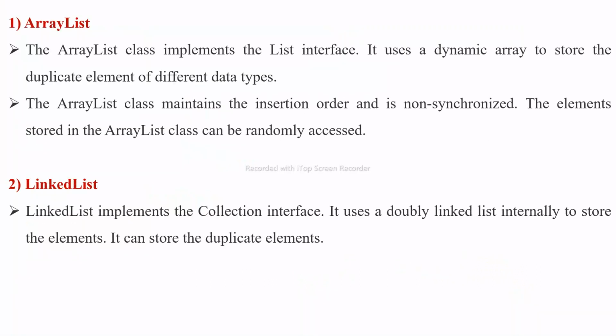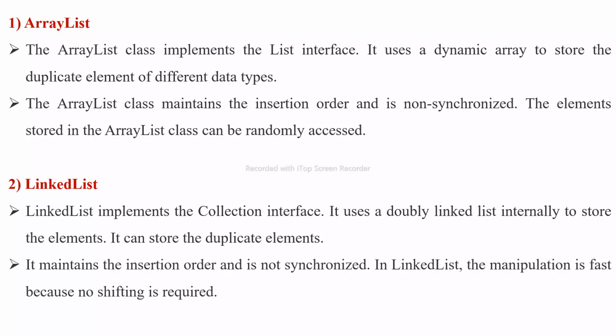So let us discuss the linked list theoretical part. So what is this linked list? Linked list implements the collection interface. It uses a doubly linked list internally to store the elements. It can store duplicate elements. So again, like array list, this linked list can store duplicate elements. Next, it maintains the insertion order and is not synchronized. In linked list, the manipulation is fast because no shifting is required.